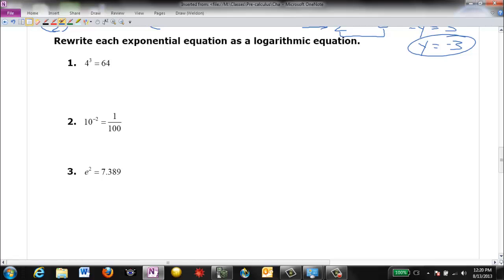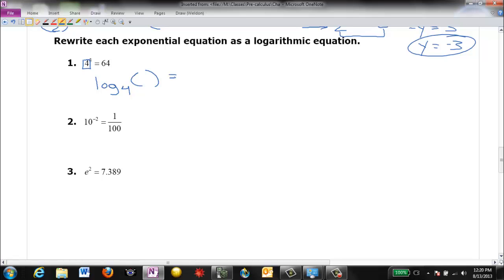The first thing that I like to look for in an exponential equation if I'm trying to rewrite it as a log is the base. So you'll see here in this particular problem number 1, the base of our exponent on the left-hand side is a 4. So if I'm going to rewrite this, I'm going to say, well, the log base 4 of something equals something, right? So on the right-hand side of the equal sign, I'm going to have a number that goes there, and then I'm going to have a number that goes inside of this set of parentheses.